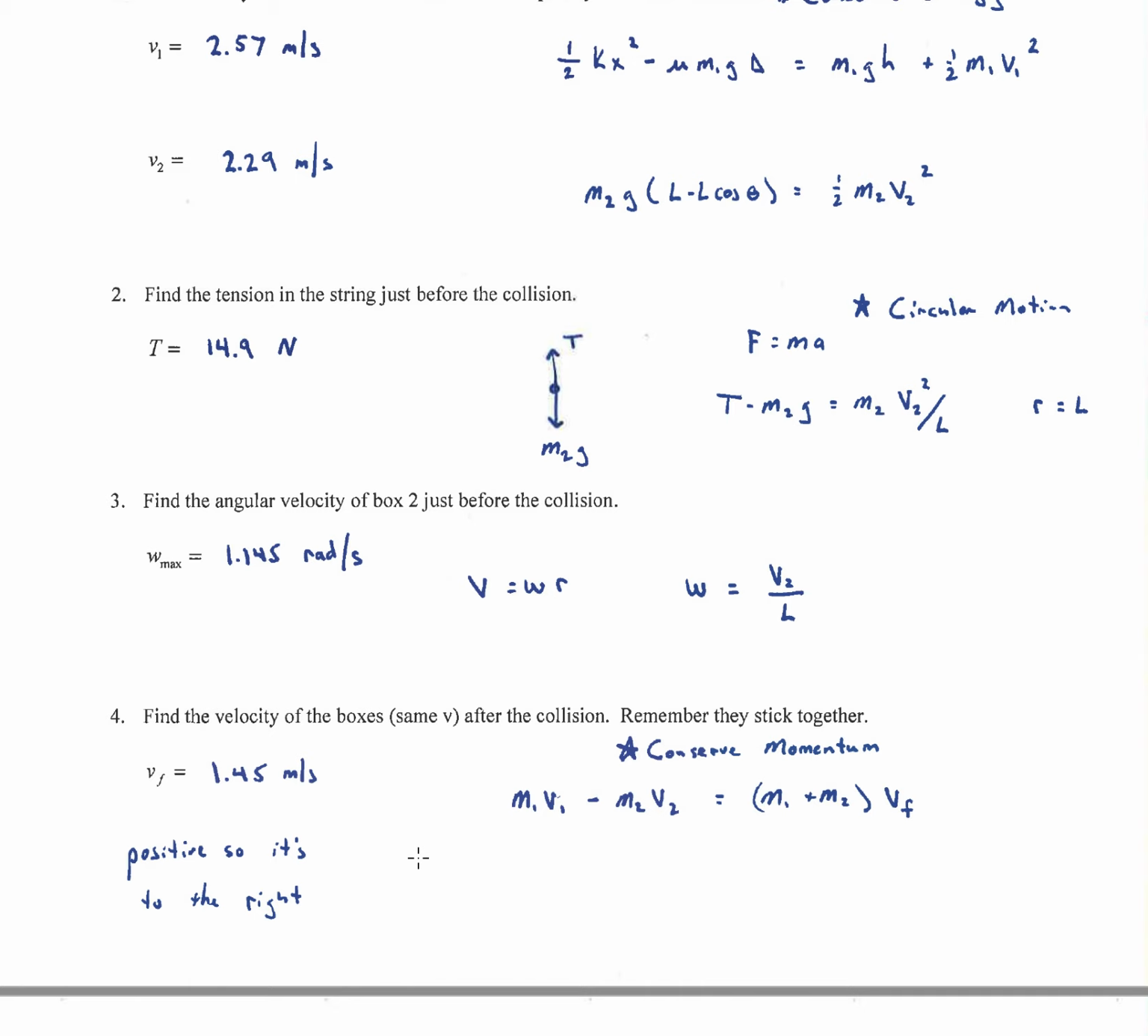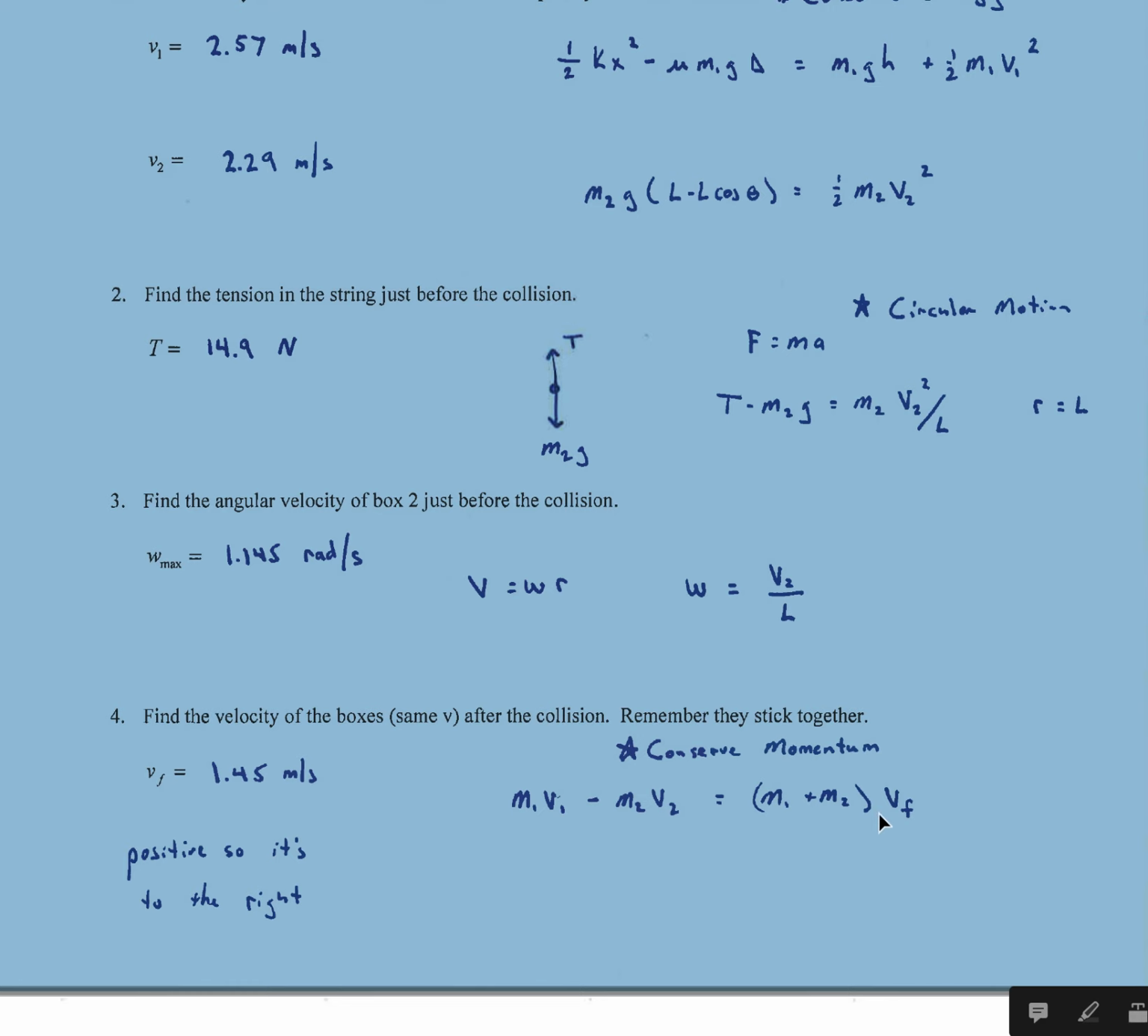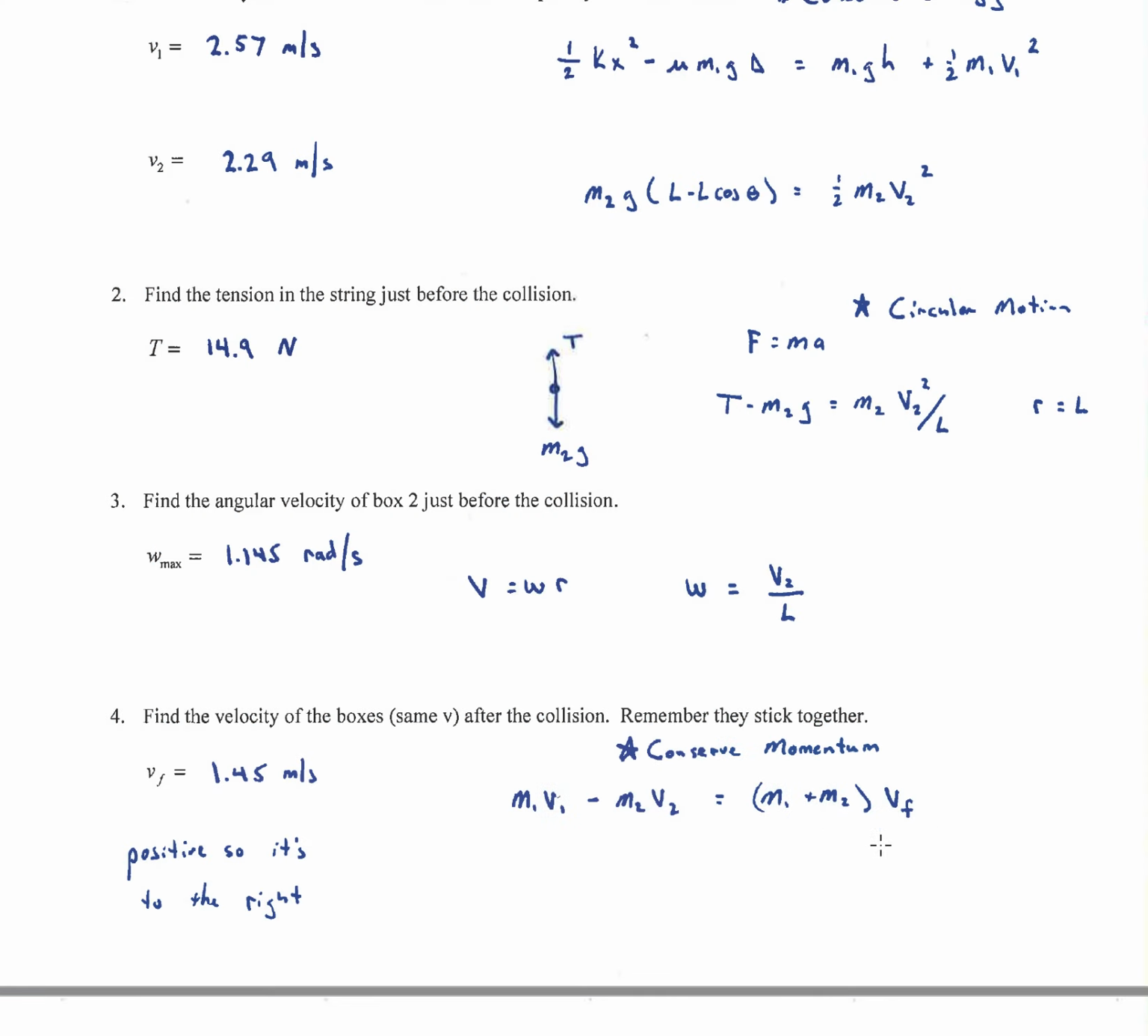Now we want to find the boxes after the collision. Okay, all we need to do is conserve momentum. Remember, you think of a collision, you're going to think momentum. And this collision doesn't really cause a rotation. They're just two things. And so this is the momentum before the collision, and this is the momentum after the collision. After the collision, since they stick, we can treat them as one mass moving at one velocity.